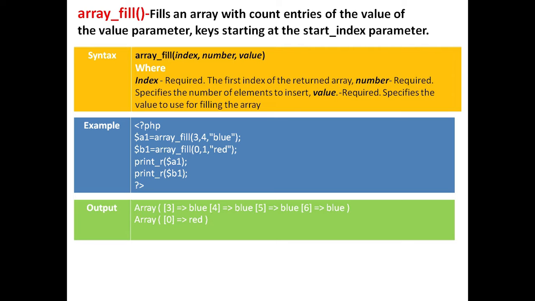Here I defined an array A1 and B1. With A1 I use the array_fill function with 3, 4 and blue. And with B1 I use the array_fill function with 0, 1 and red. The output will be array. The index value starts with 3. Then 4 elements, that is 3, 4, 5, 6 are filled with value blue. In B1 starting index will be 0 and only one value is filled, that is red.